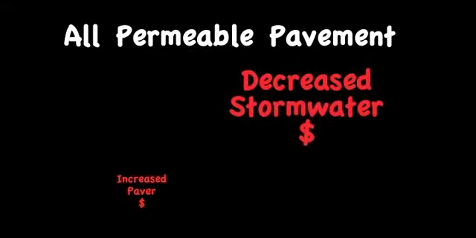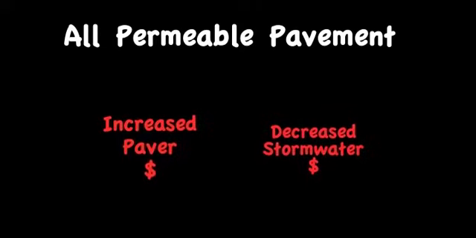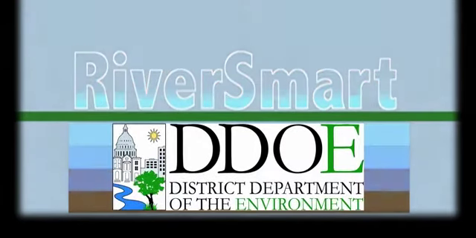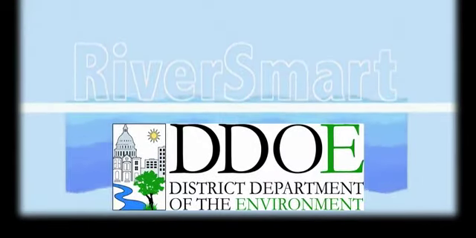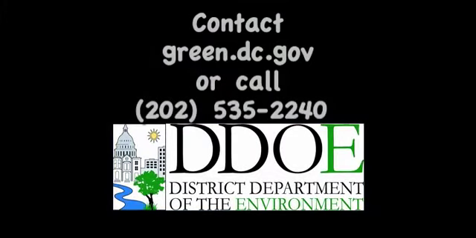While it may be more expensive to install permeable pavers rather than conventional surfaces, cost increases are offset by decreased stormwater management costs. Similar to the RiverSmart Homes program, if you choose to install permeable pavers, then financial assistance may be available through the District Department of the Environment.